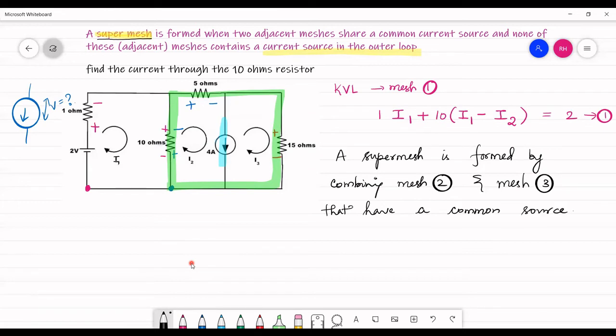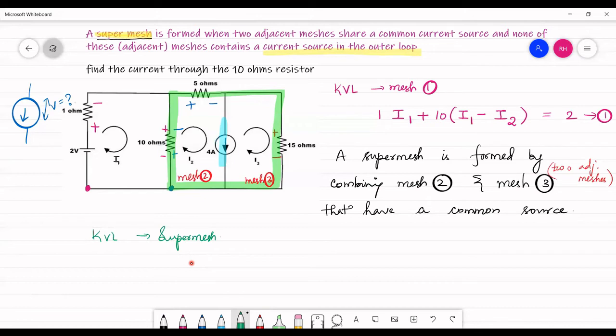So let me repeat, a super mesh is formed by combining two adjacent meshes having a common current source. So what are those two adjacent meshes here? They are mesh 2 and mesh 3. So I have combined these two meshes and I have now formed a super mesh. Now let us apply KVL to the super mesh.